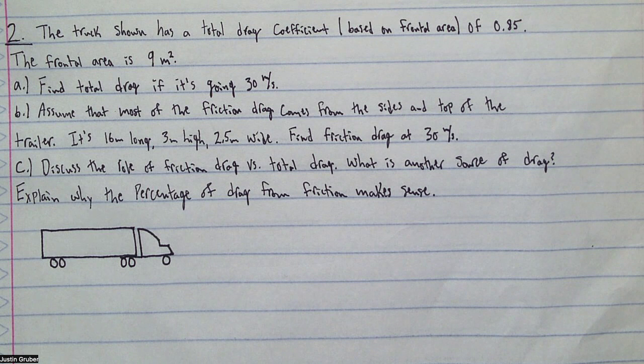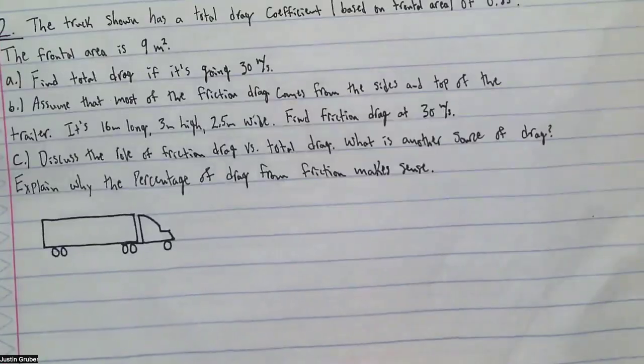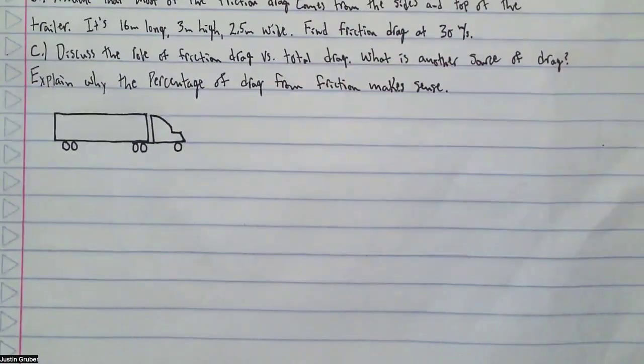Okay. The frontal area is 9 square meters. Find the total drag if it's going 30 meters per second. Assume that most of the friction drag comes from the sides and top of the trailer. Trailer 16 meters long, 3 meters high, and 2.5 meters wide. Find the friction drag at 30 meters per second, still going 30. And then part C is a discussion thing. We'll get to it in a sec. Okay, so for part A, all right.